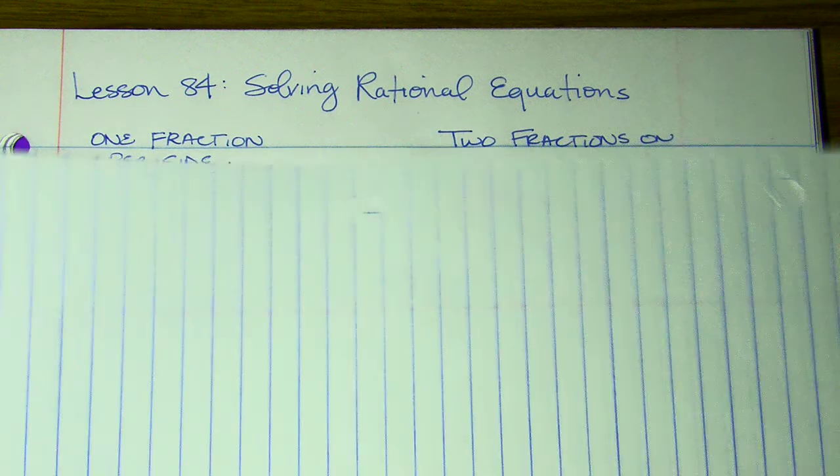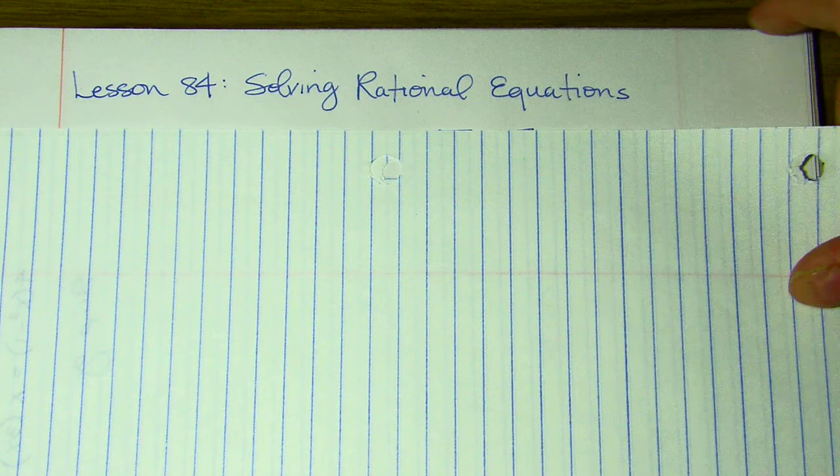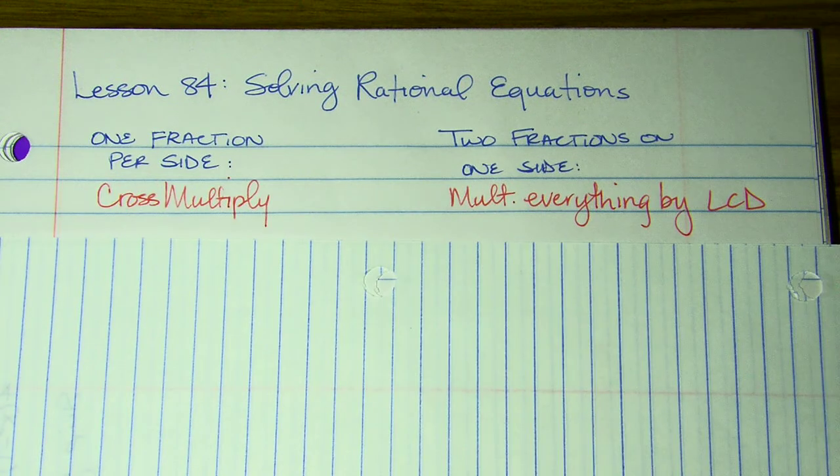In Algebra 2, we are going to be covering Lesson 84, which is on solving rational equations. We are going to start right into lesson practice, but I want to go over the two different methods we're going to use. It just depends on how many fractions we have, because that'll depend on what method makes the most sense.